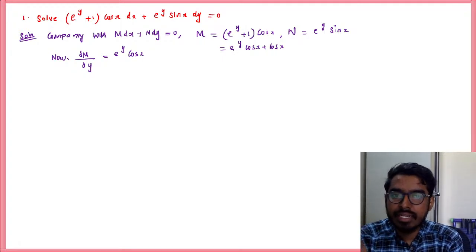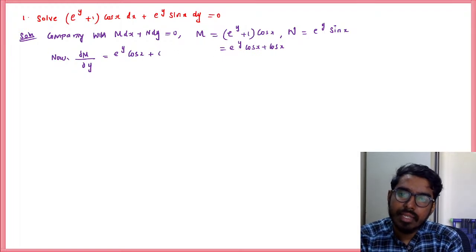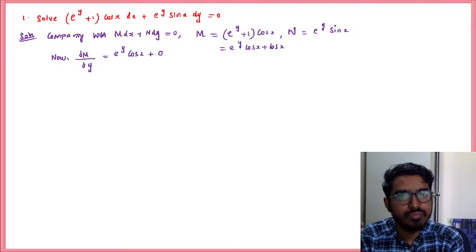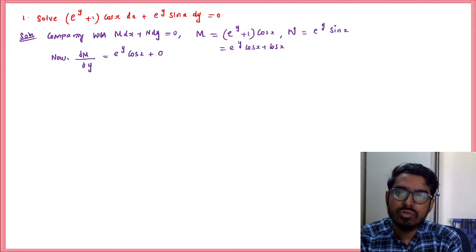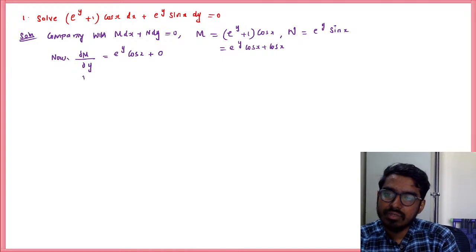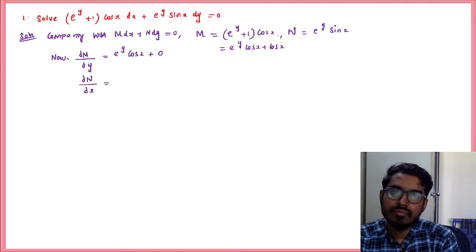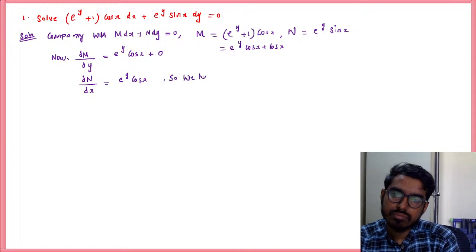That is the main difference, right? Whenever you are differentiating partially with respect to some variable, you treat other variables to be constant. So here cos x is constant, the derivative of e power y is e power y, and the derivative of cos x is 0, because we are differentiating partially with respect to y. So we have e power y cos x. What about dou N by dou x? e power y is constant, the derivative of sin x is cos x. So dou M by dou y is equal to dou N by dou x, right?